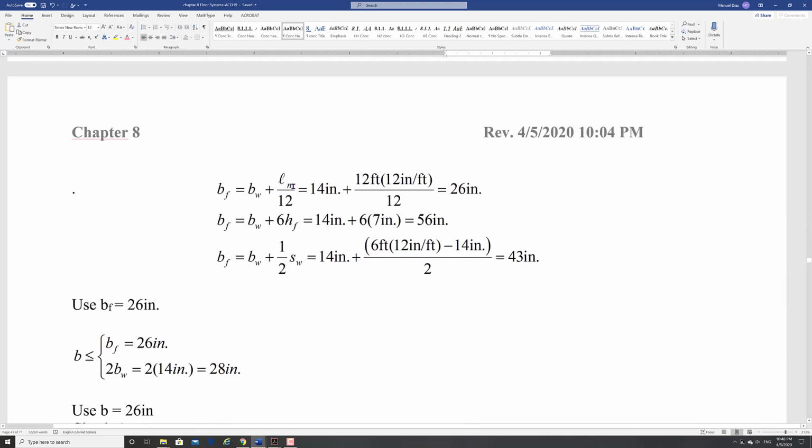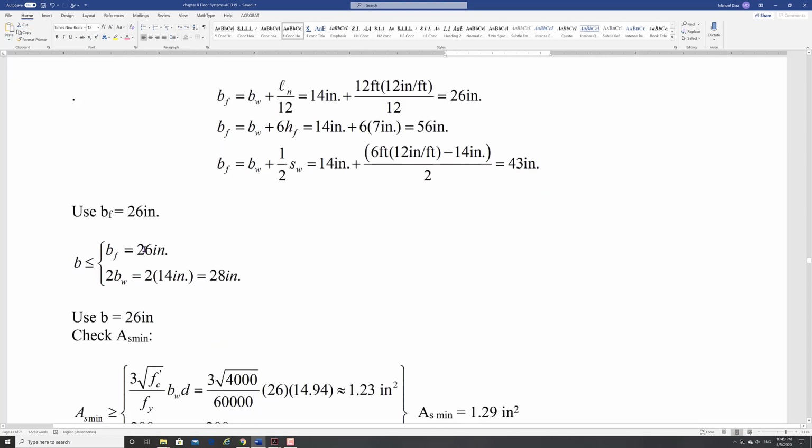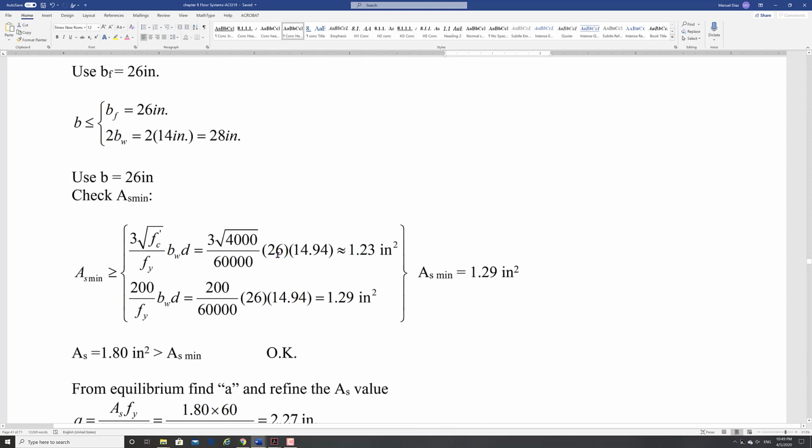Check for our flange, effective flange width, right? So the 3 equations, and 26 governs, so we use that. That one goes in the fact to use the minimum, so B sub F is 26, 2BW is 28, so now we use B sub F. So that will go here 26. Minimum is 129. We're putting 180, so we're good.